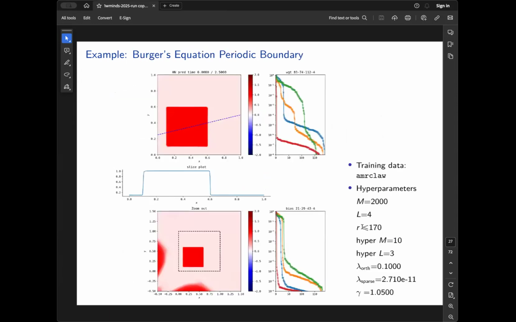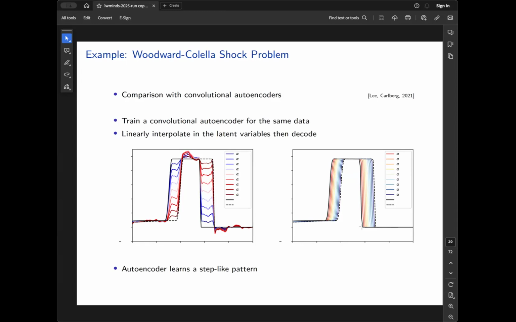So we've compared the situation with the standard methods like convolutional neural networks. We took the same solution data, learned a convolutional autoencoder, and tried to interpolate what goes in between these coarse-timed solution data. Even if you ignore the wiggles, between the solution at two different times, this solid line is moving to the right.